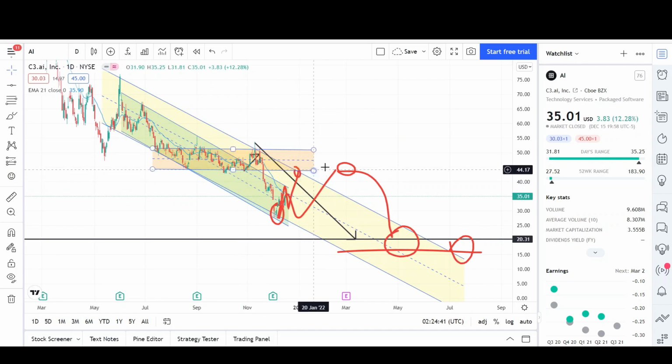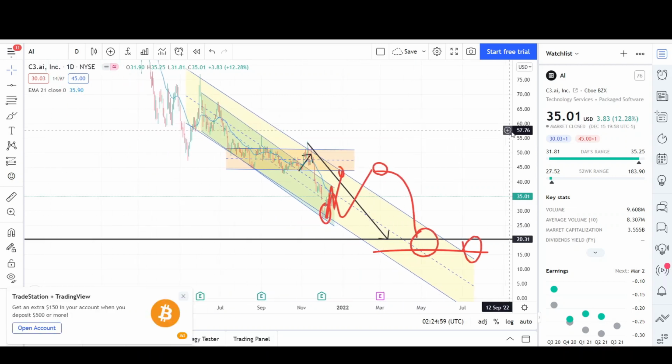However, with this move up, I still expect selling again in the future, just because if prices are still inside the channel, I expect lower prices in the future. But even if we do get a break outside the channel, I still expect lower prices in the future, just because it's the first break outside the channel, and the measure move is also at the $20 level. So that's my analysis on the daily chart.